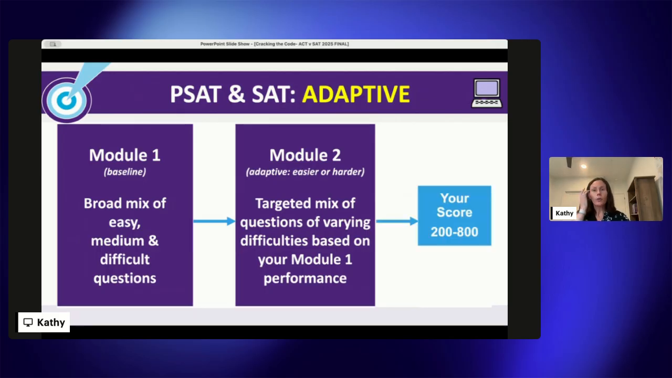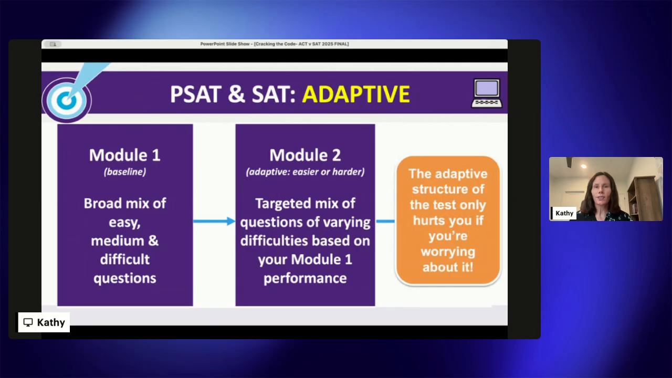And then you're going to get a score of 200 to 800 for each section. So add those together. That's going to give you your overall score of 400 to 1600. And the score is based on the number correct as well as the level of difficulty.